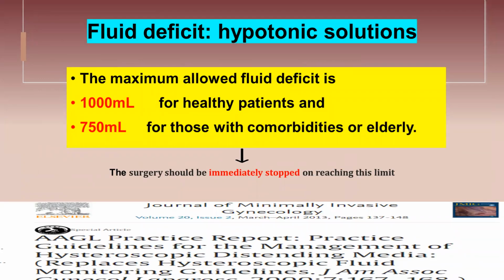The recommendation of many societies regarding fluid deficit, which is the difference between the input and output, in cases of hypotonic solution, they recommend not to exceed 1 liter for the healthy patients, which means that the difference between the input and output should not be more than 1 liter if the patient is healthy, not more than 750 milliliter for the patients with comorbidities or elderly. And at that point, the surgeon should stop the procedure even if the procedure is not complete. And this needs collaboration and cooperation between the anesthesiologist and the surgeon to stop the procedure when the maximal fluid deficit level has been reached.